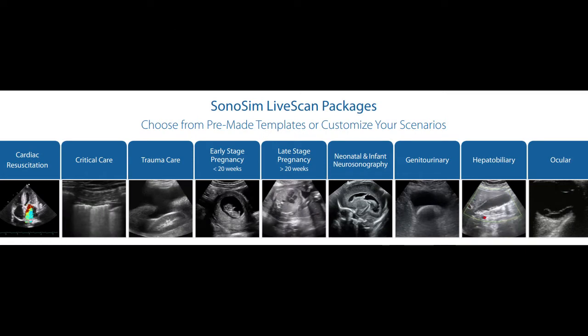With SonoSim LiveScan, there are 9 different packages to choose from: trauma care, critical care, cardiac resuscitation, early stage pregnancy, late stage pregnancy, hepatobiliary, genitourinary, ocular, and neonatal infant neurosonography. Each of these packages comes with 10 unique cases.